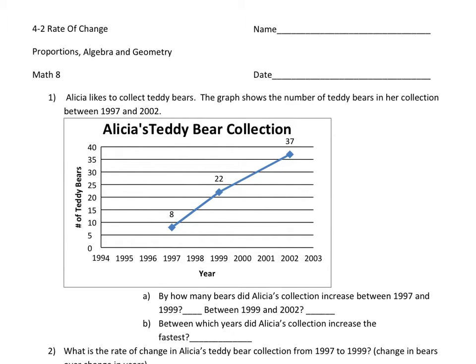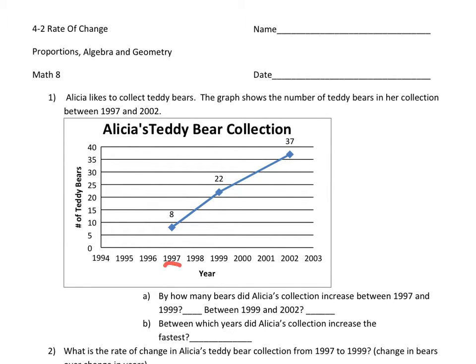So in the first section of this unit on proportions, we looked at ratios, and today we're going to look at rate of change. In this first example, Alicia likes to collect teddy bears. The graph shows the number of teddy bears in her collection between 1997 and 2002. The first question asks, by how many bears did Alicia's collection increase between 1997 and 1999?